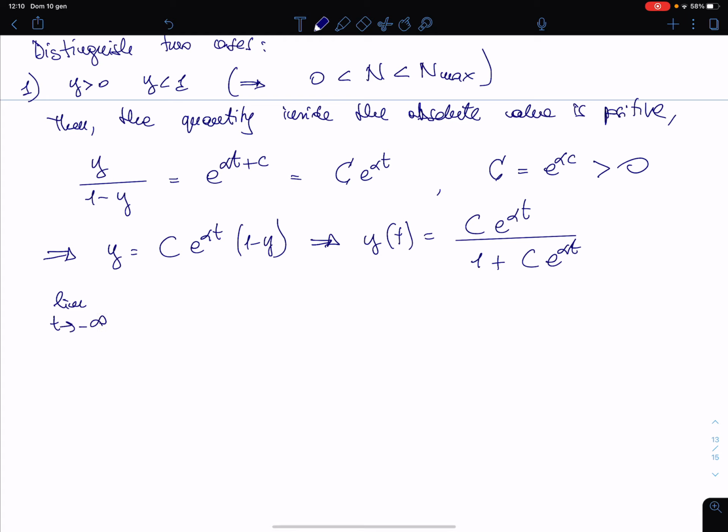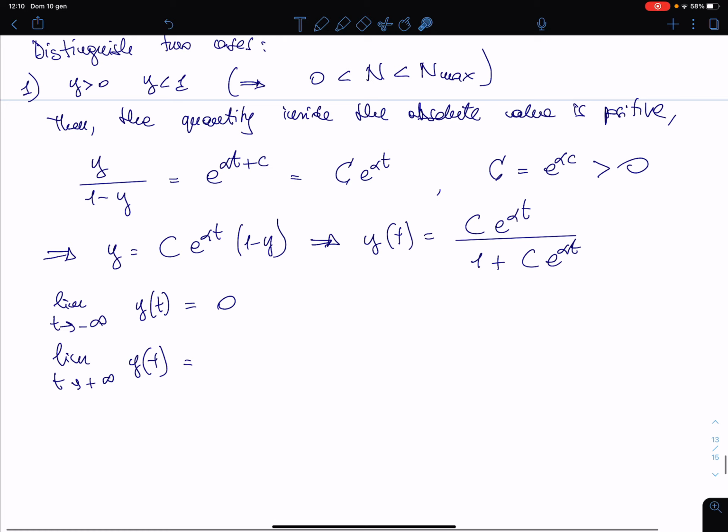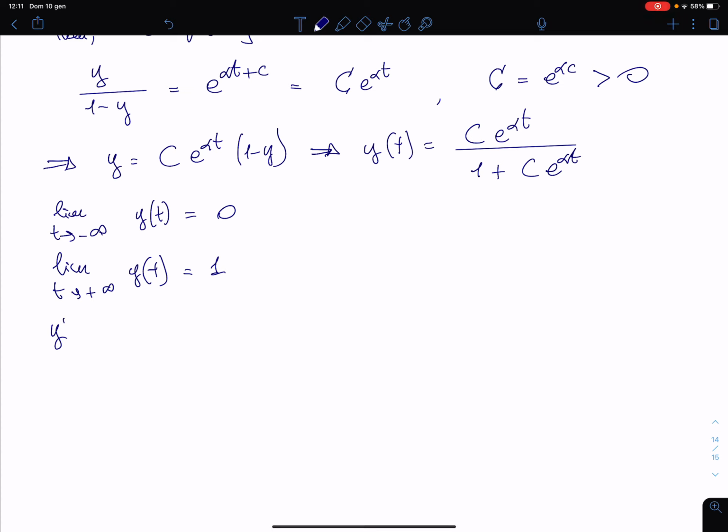so first we compute the limit for t going to minus infinity of y of t, is equal to 0. Then the limit for t going to plus infinity of y of t is equal to what? When t goes to plus infinity, alpha is positive, so this exponential dominates the other term, so this is equal to 1. And this is y prime of t is equal to alpha y of t, 1 minus y of t.